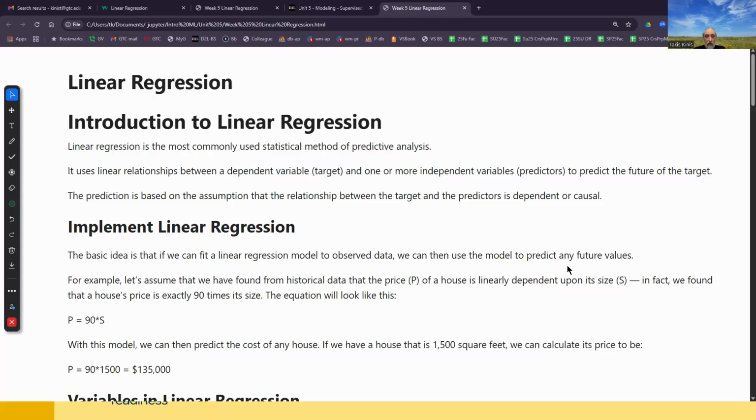They talk about what linear regression is, right? The most commonly used statistical method of predictive analysis uses linear relationships between dependent variables and independent variables to predict the future of the target. The prediction is based on the assumption that the relationship between the target and the predictors is dependent or causal. So if I put more gas in the car, I can drive farther, right? Cause and effect.